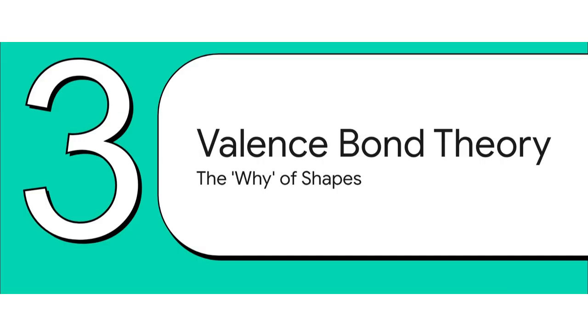So, VSEPR predicted the shape, but it didn't tell us why. Why do atoms form these very specific angles, like 109.5 degrees? VSEPR doesn't have an answer for that. To find out, we have to go one level deeper and look at how the orbitals themselves combine. Chaliye, hybridization, which is part of the Valence Bond Theory.